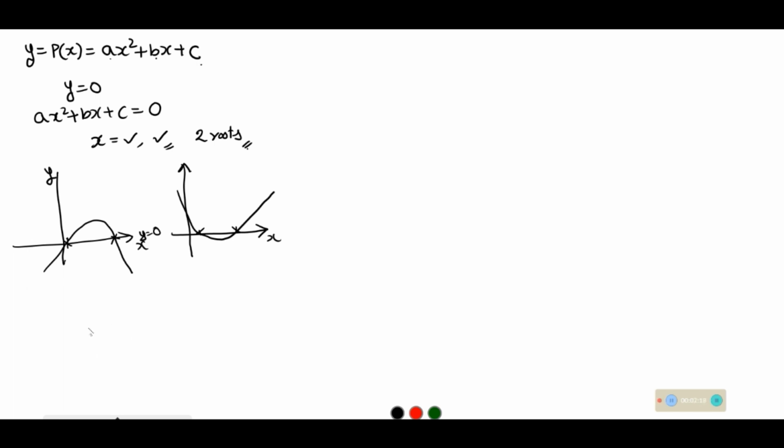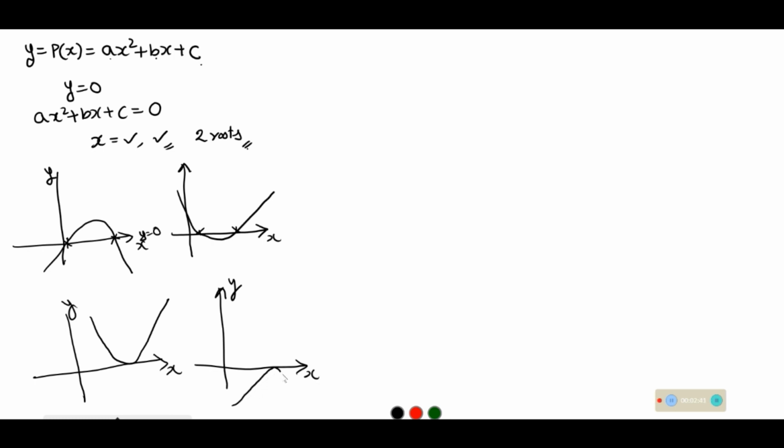If you have another quadratic equation, something like this, with the x-axis and y-axis, I am drawing 2 different types. The polynomial can exactly touch the x-axis like this and go up, or the other way, it can exactly touch and go down like this. In this case it has only one root. Even though it is a quadratic equation that can have a maximum of 2 roots, in this case it has only one root, or 1 zero.